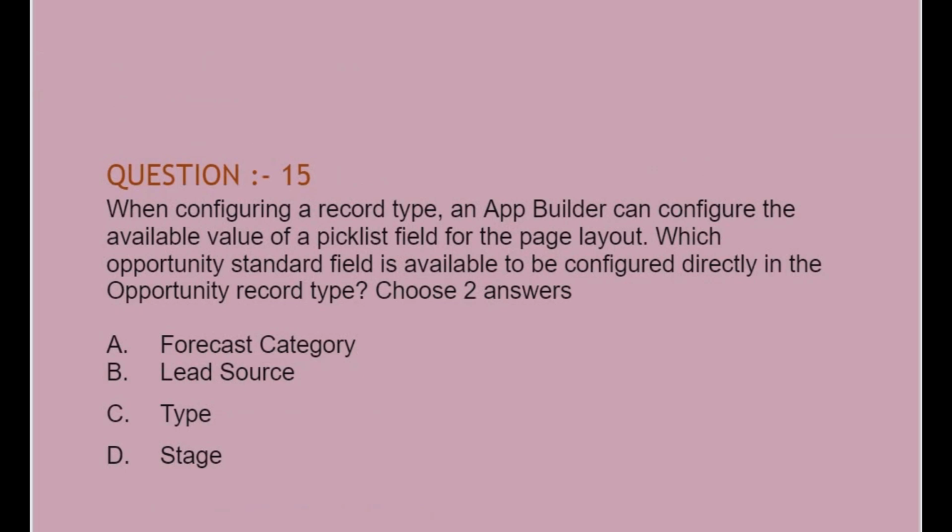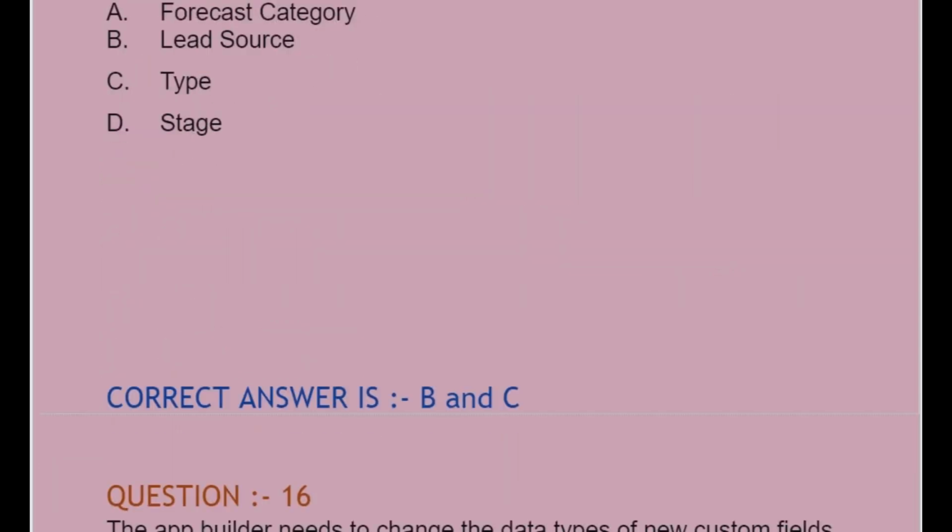Question is when configuring a record type, an app builder can configure the available values of a picklist field for the page layout. Which opportunity standard fields are available to be configured directly in the opportunity record type? Choose two options. Option A, forecast category. Option B, lead source. Option C, type. Option D, stage. Correct answer is option B and option C.